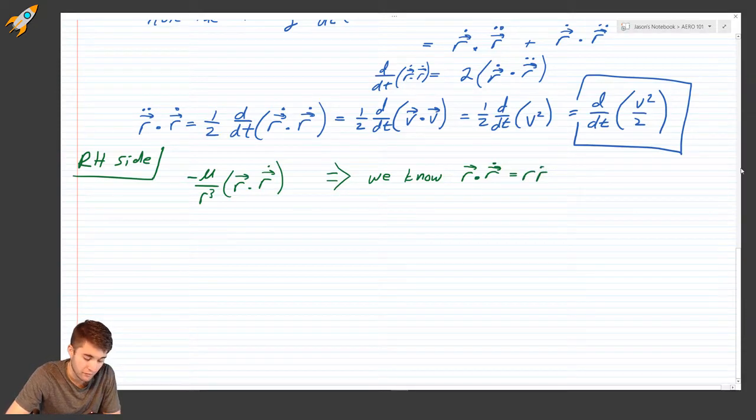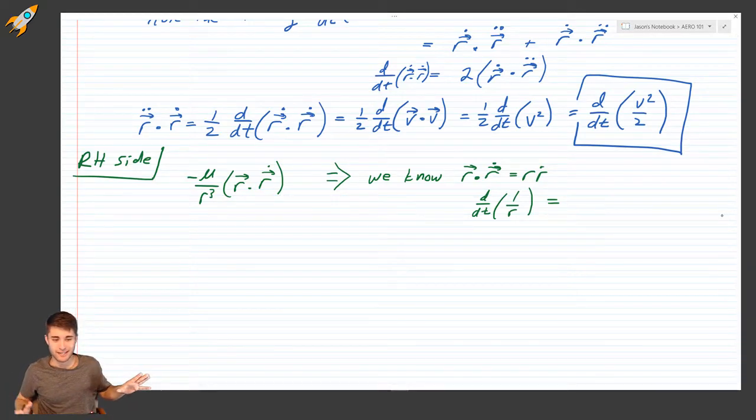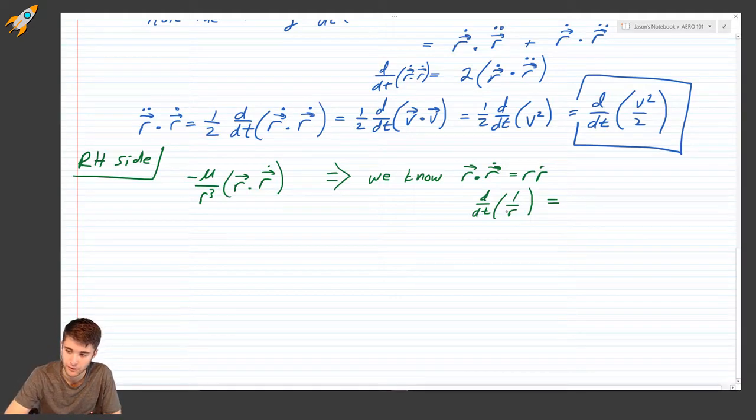We also know, right, if we want to take the time derivative of 1 over r, what would that equate to? For anybody that has gone through calculus, try to answer this question, right? What would this equate to? If you're taking the derivative of r with respect to time, just like this, what would be the response?